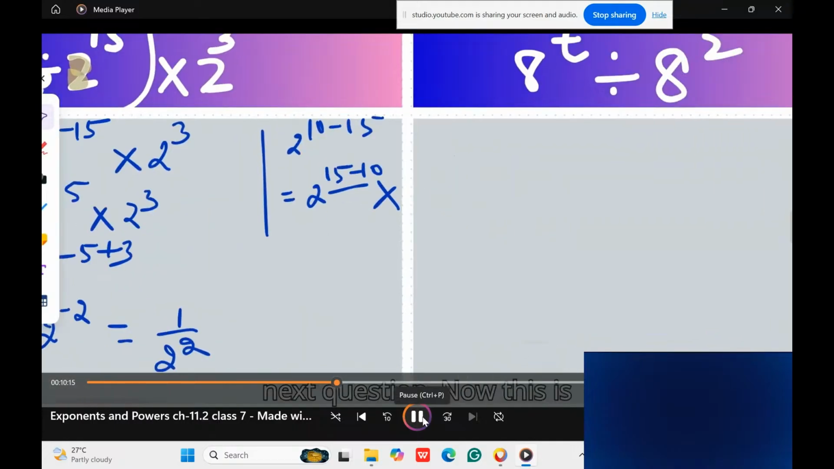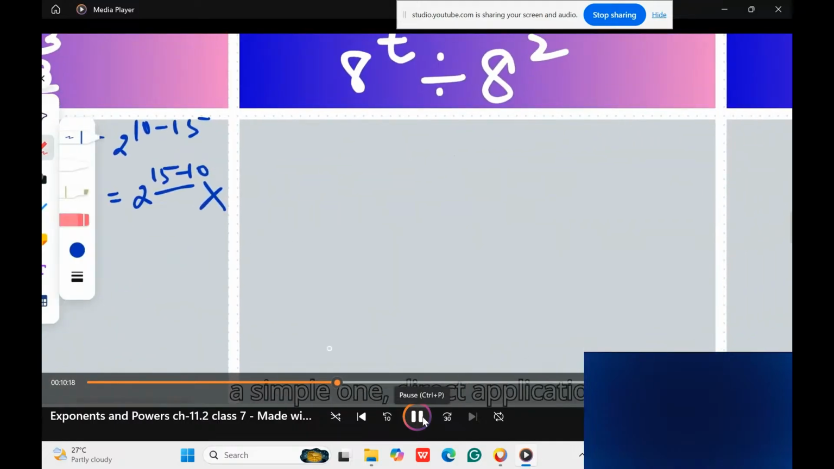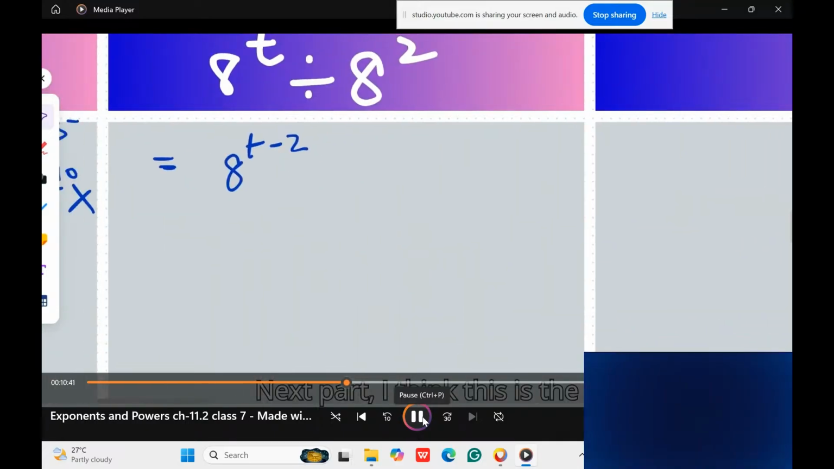Okay, next question. Now this is a simple one. Direct application of your power of exponent rule. So here in this question, what you will do? Keep the denominator same, subtract the powers, and as usual, these are unlike terms. You cannot solve them further. So hence, this is our answer. Next part. I think this is the first question. We are done with the first question. So this is super simple, super easy because it was the direct application of the rules.